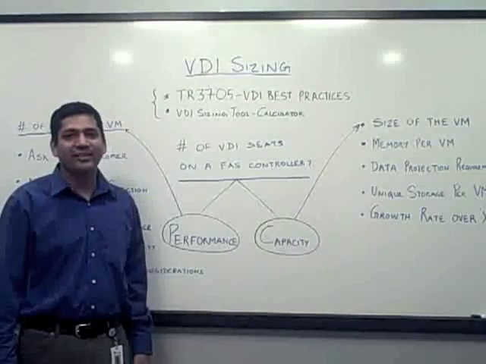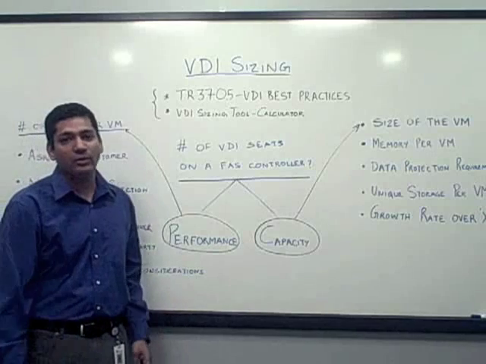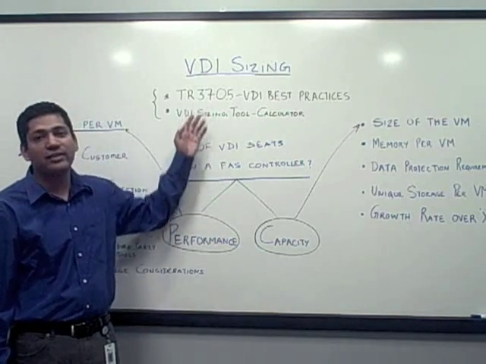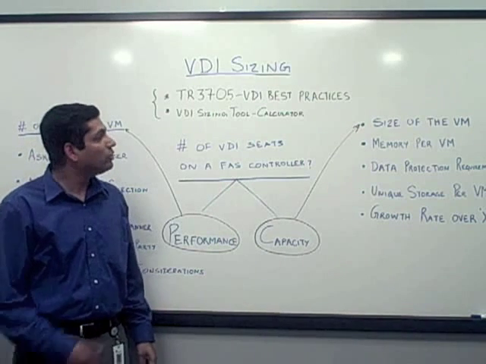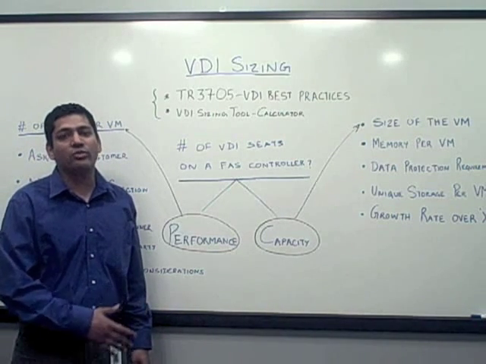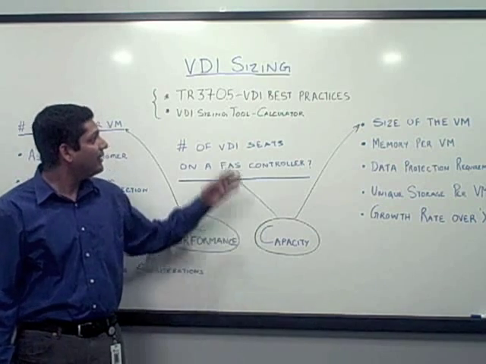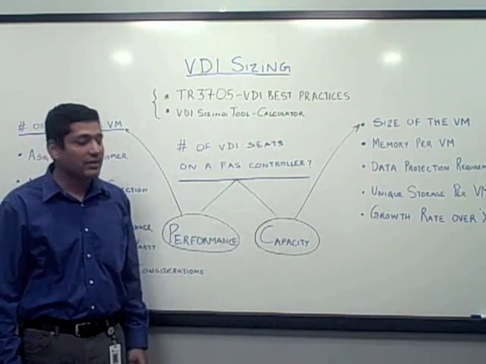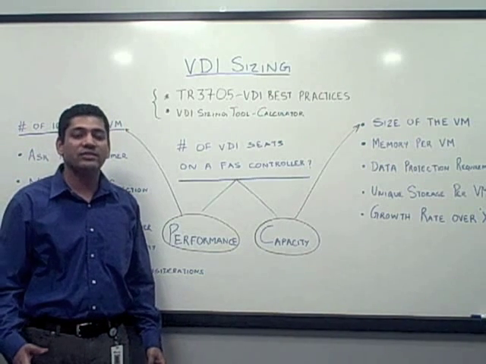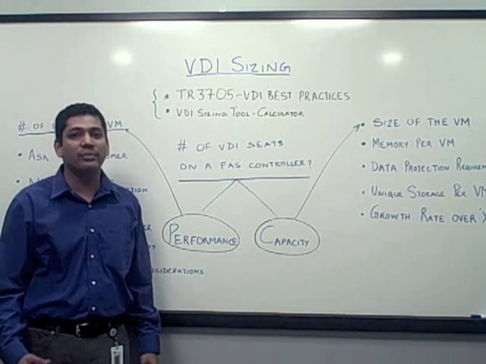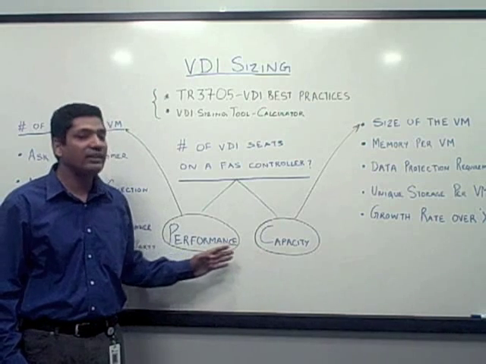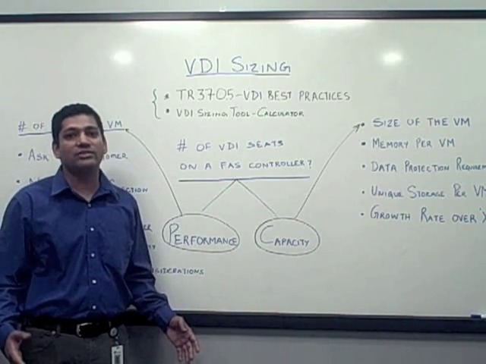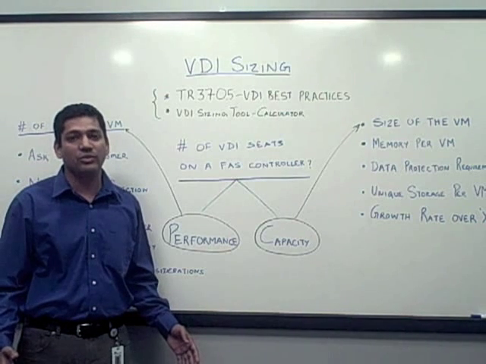I'd like to highlight again that all the stuff I talked about, the capacity and the performance requirements, is captured in detail in TR 3705. Go through the TR and you'll find a lot of useful information in there. And also the VDI sizing tool is a real calculator that can be used to get the exact system configuration and the storage requirements. It takes the capacity and the performance requirements as the input, and the output is a system configuration with the storage requirement.